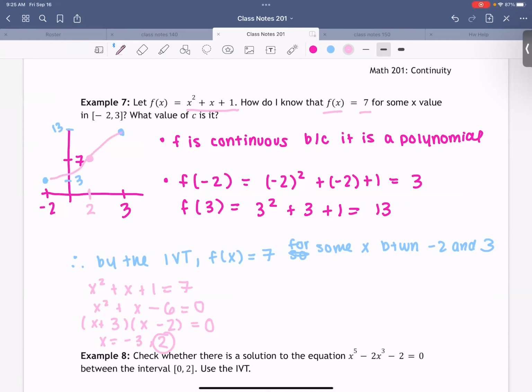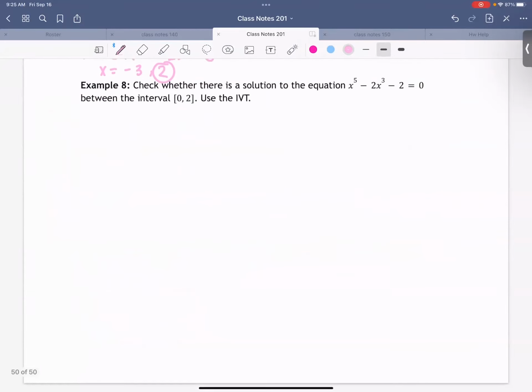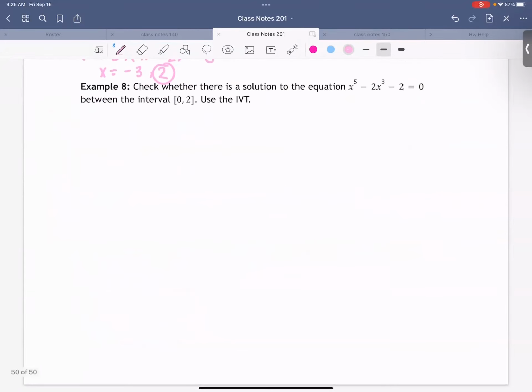Now in a lot of these IVT questions, we actually can't find the value of c because it's going to give us a crazy function, like x to the 17th or something like that. Really can't solve that, but in this example, it's simple enough that we can find the value of c. All right, I'm going to talk about example 8. I promise I'll let you work on it on your own, but let me just explain how this is a little bit different than example number 7.